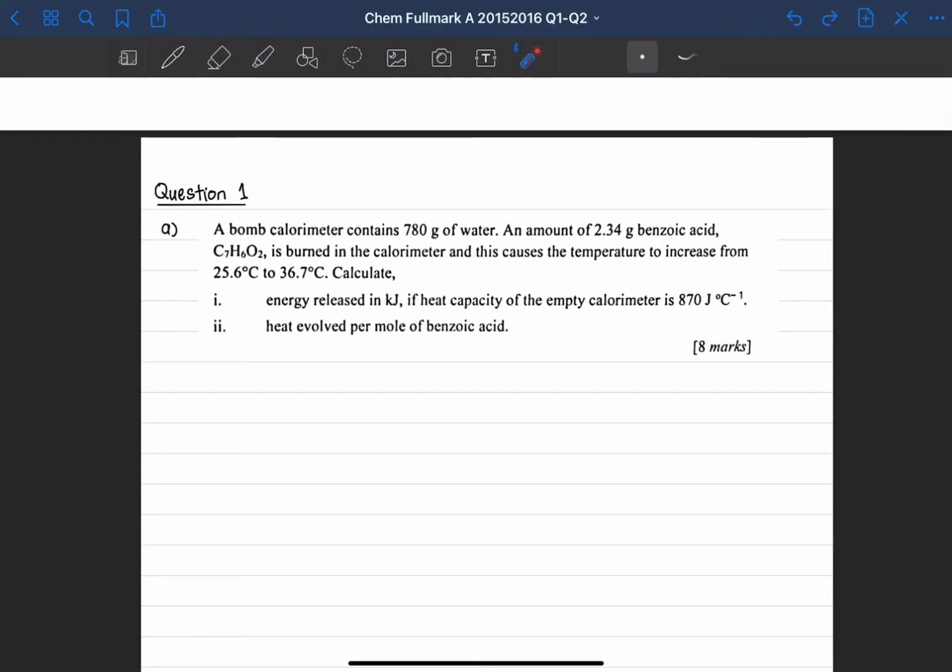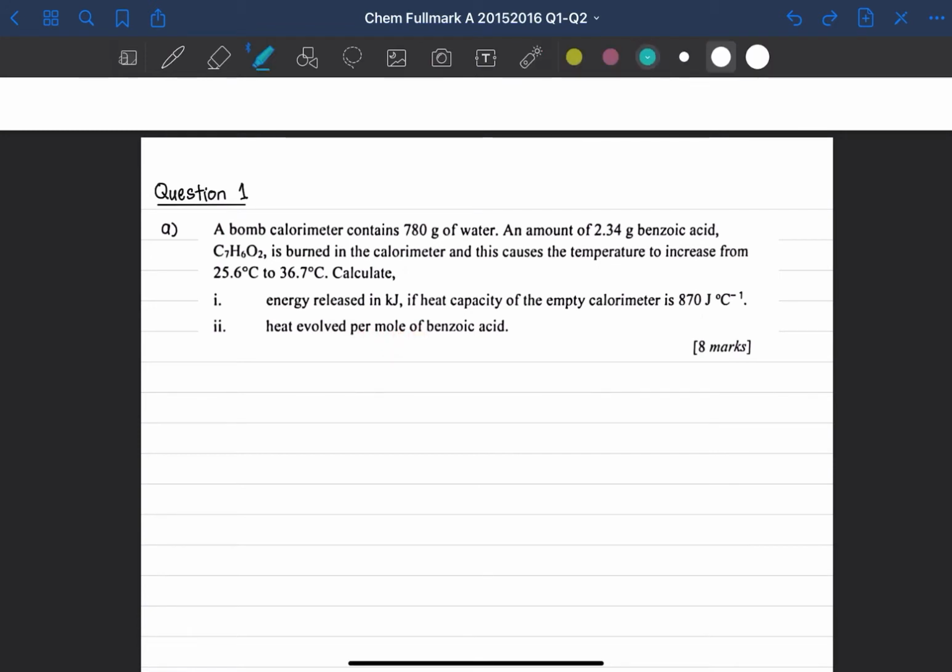Okay, question 1. A bomb calorimeter contains 780 grams of water. 2.34 gram benzoic acid burns in the calorimeter, and the temperature increases from 25.6 until 37.7 degrees Celsius. We will calculate the energy released in kilojoule, given the heat capacity of the empty calorimeter is 870 joule per Celsius, and later we will calculate the heat evolved per mole of benzoic acid.